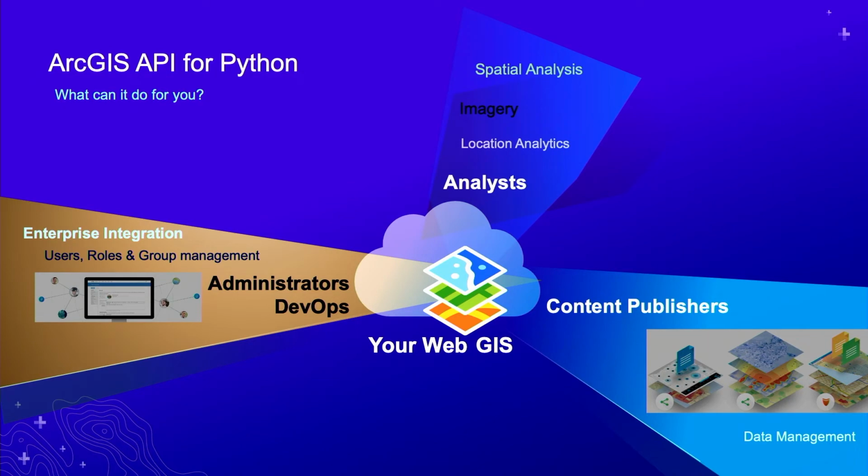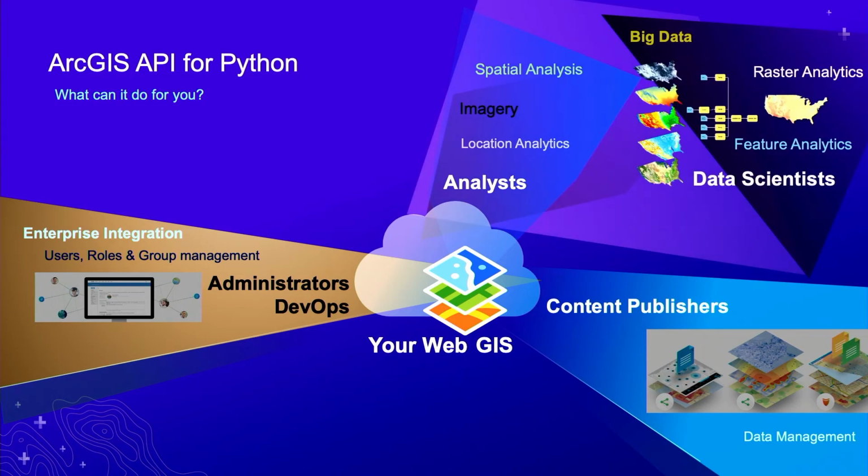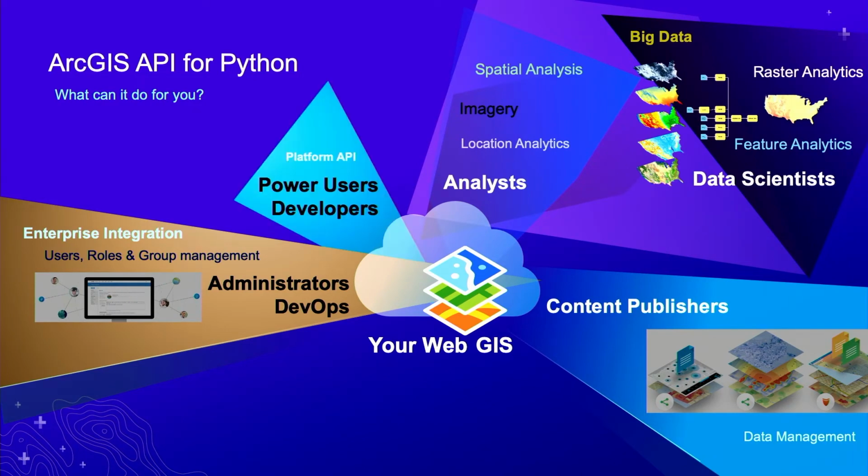The Python API is also good if you are a spatial analyst. You can use ArcGIS imagery layers, different location analytics, and different types of spatial analysis to do different GIS workflows. Spatial analysis is also in the broader realm of general data science. So the Python API allows you to do different feature analysis and raster analysis. And finally, the Python API is useful for developers and power users. So that's the general overview of the Python API.